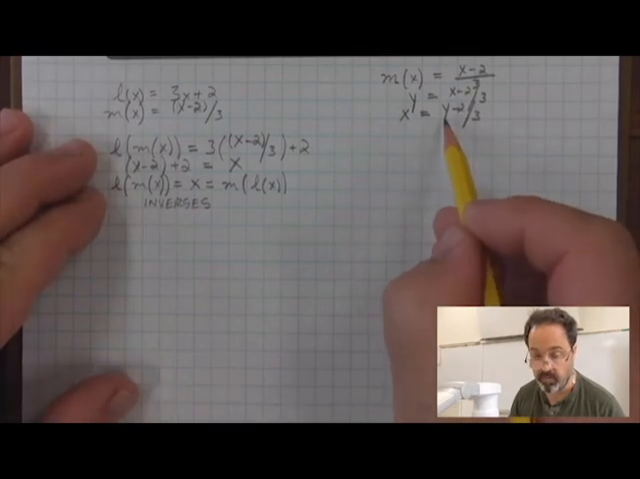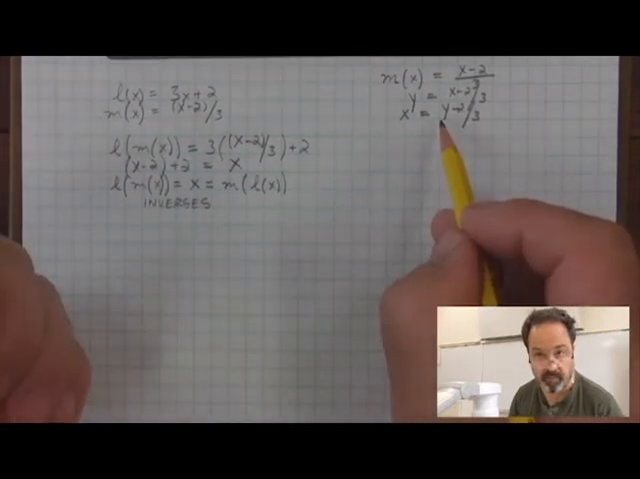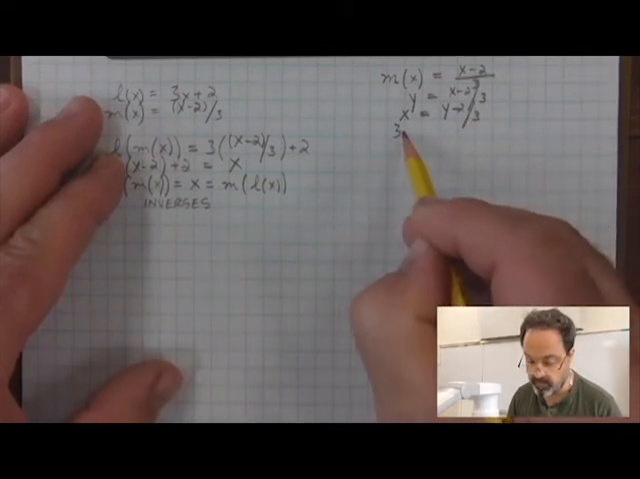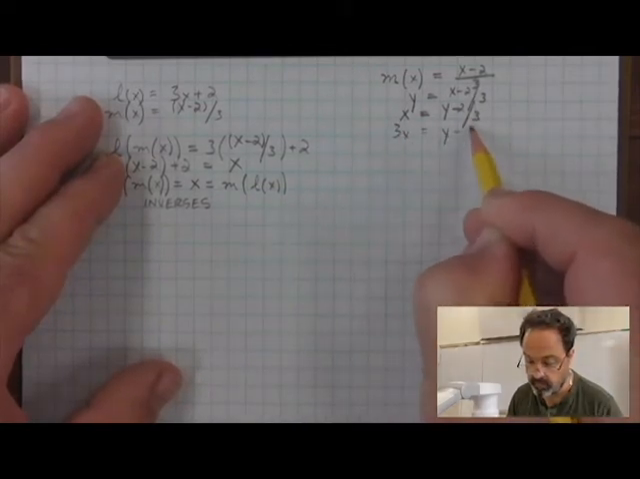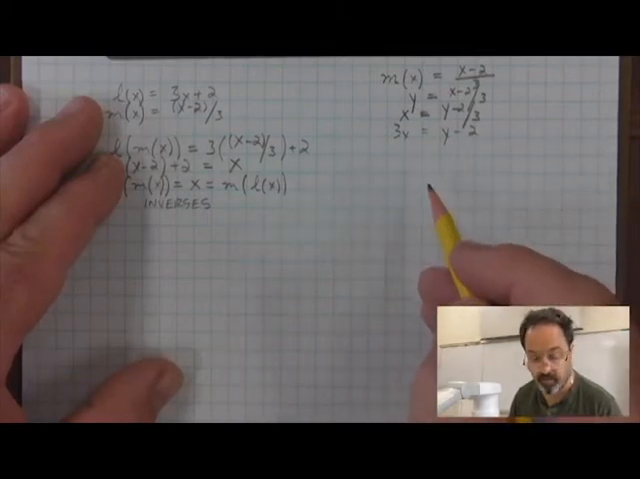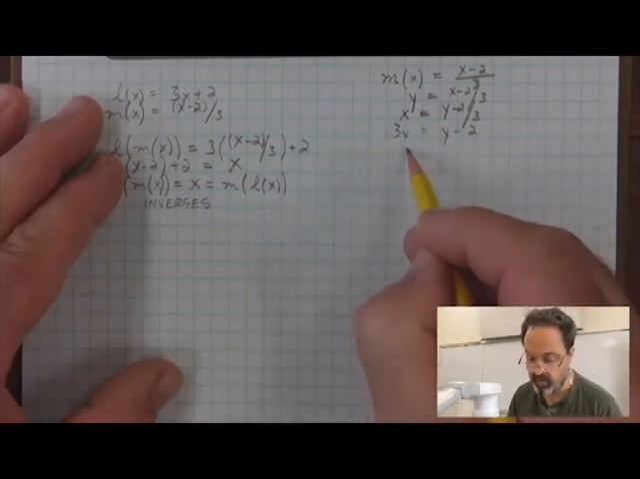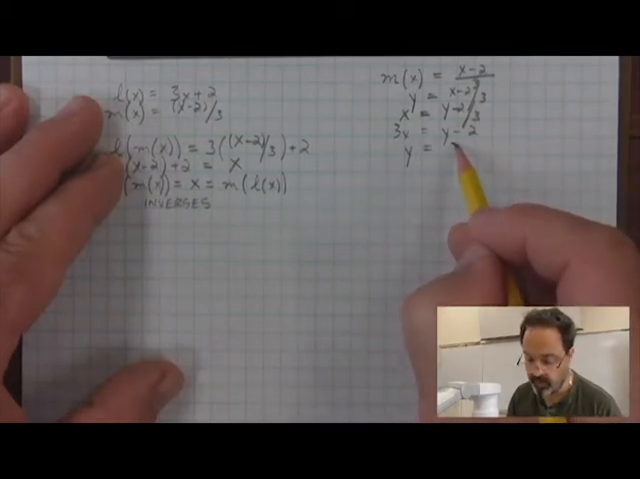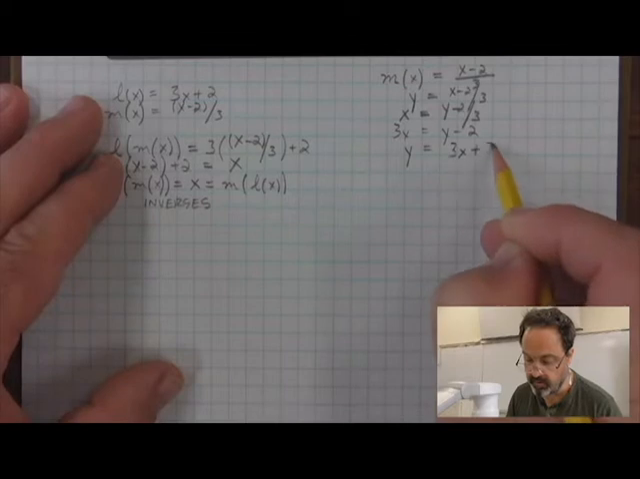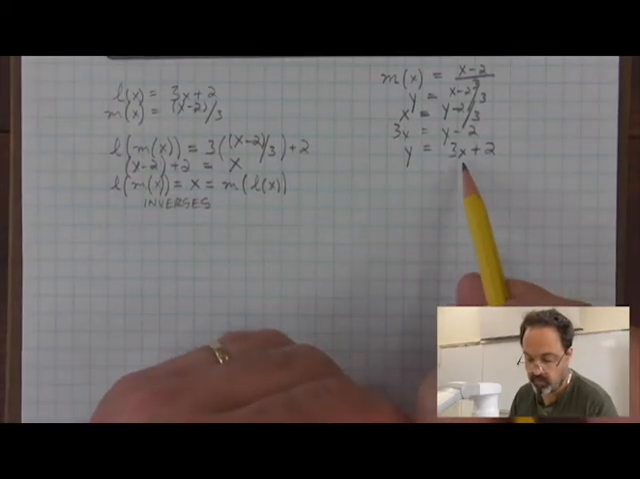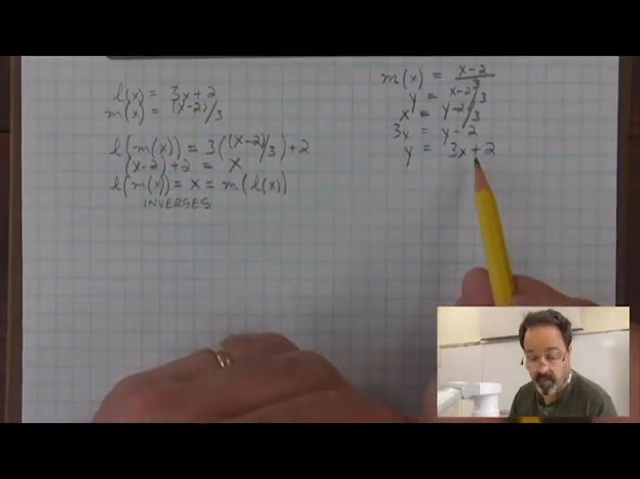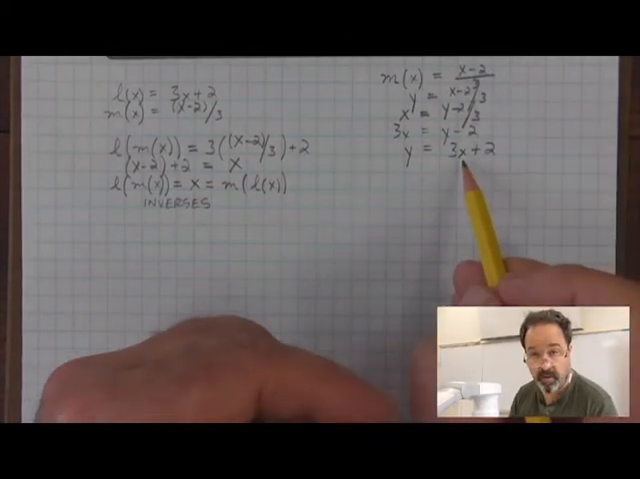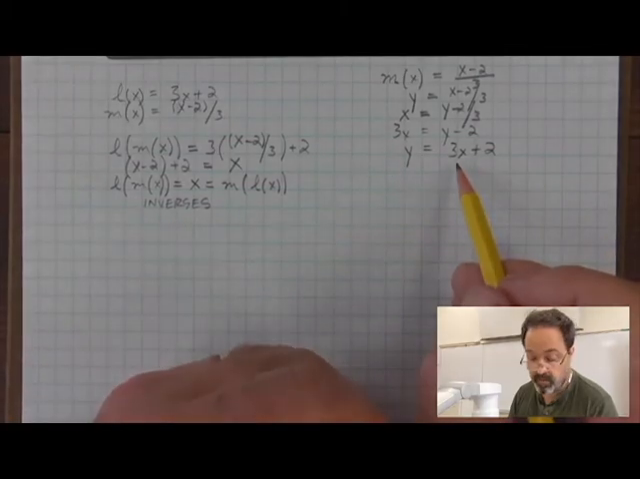If I solve for my new y, it's going to create a new expression. Let me do that by multiplying both sides by 3 first, and then adding 2 to both sides, we'll get y by itself. I'm going to put y on the left side. And after I have added 2 to both sides, I get the expression 3x plus 2, which is different than what I started because the result here is the inverse of what I started.